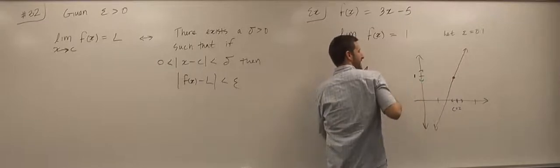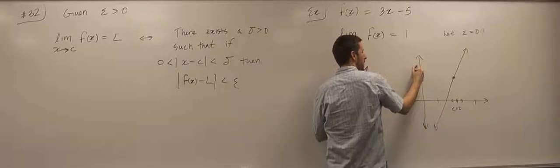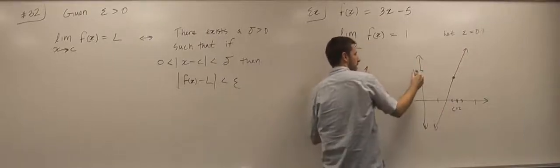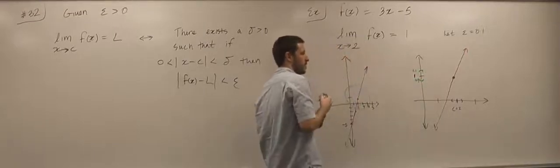I'll round up for you. So I want to be able to stay within 0.1. So above, if I go 0.1 above, I get to 1.1. And if I go 0.1 below, I get to 0.9.